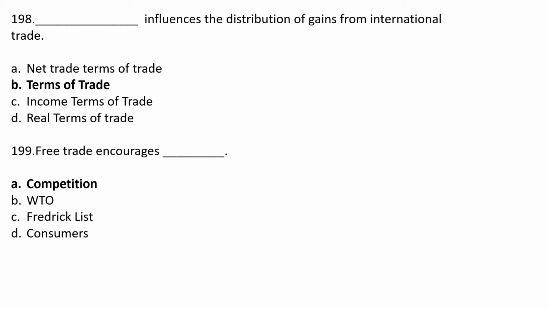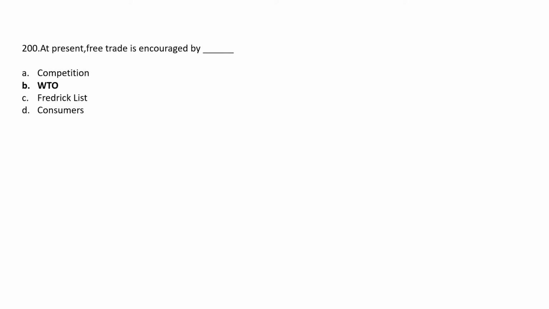Free trade encourages dash. Option A, competition. Option B, WTO. Option C, federalist. Option D, consumer. The correct answer is option A, competition. Free trade encourages competition.